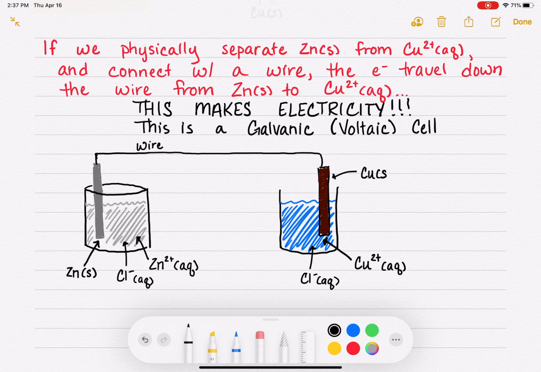So remember, still, our motivation, the electron's motivation, is to move from the zinc this way down the path. The electrons are moving from the zinc down the path to the copper.